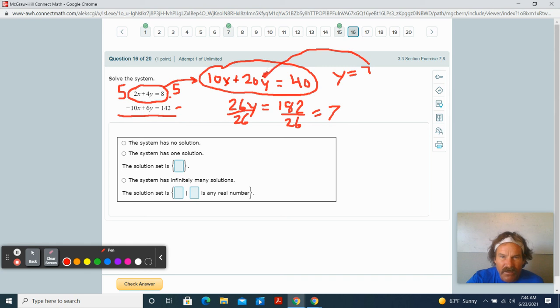If I plug 7 in for y right there, this is 20 times 7, so that's 140. So I get 10x plus 140 equals 40. That's 10x equals 40 minus 140, which is negative 100. And so I know that x is equal to negative 10.